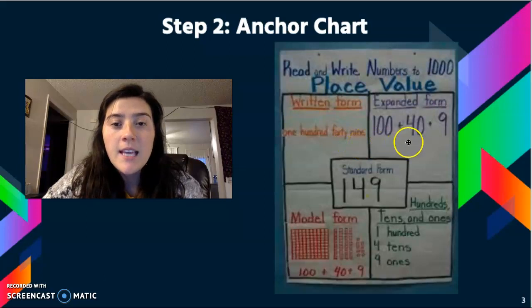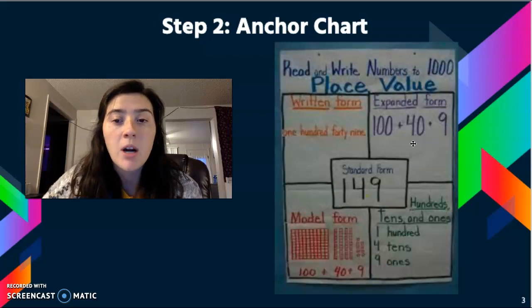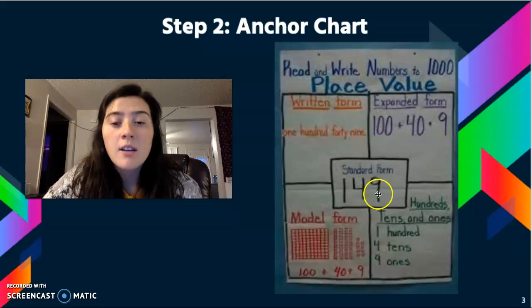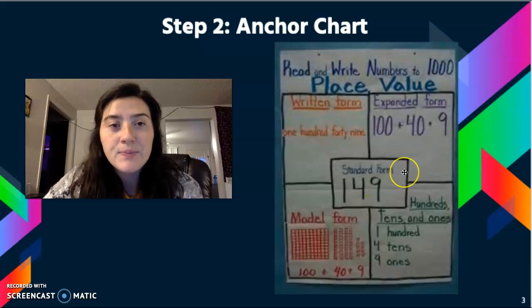149. Expanded form is when you take it and you expand it into a larger number. So 149 can be expanded into 100 plus 40 plus 9. That is the expanded form of 149. Model form.